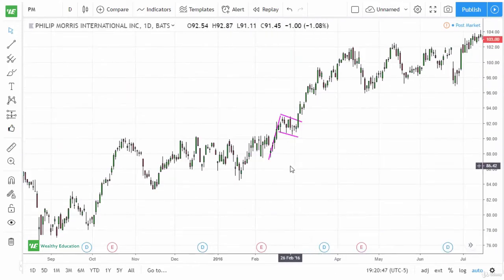Philip Morris formed a bullish flag here. You can see we ran higher and then we consolidated, slightly pulling back. So you're looking for the height of the flag, 87 to 92. So it's $5. We break out during this day. $5 above 92.5 is 97.5. And you can see that we get there. And of course, continue to go higher.